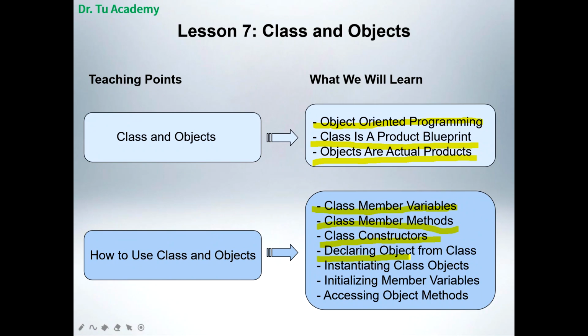How to use an object? First, we have to declare an object from a class. Then we create an object. We call that instantiation. Also, we say we are instantiating a class object. Then we initialize member variables of the objects. Most of the time, we do that through the constructors. Then we can access object methods.